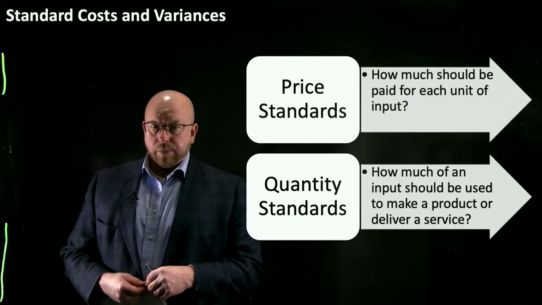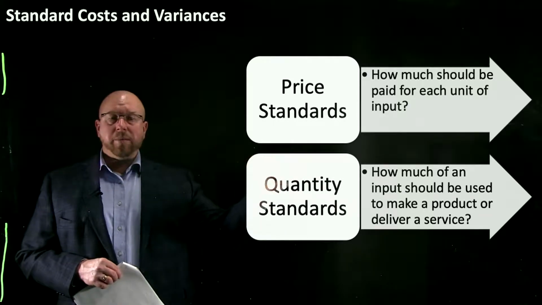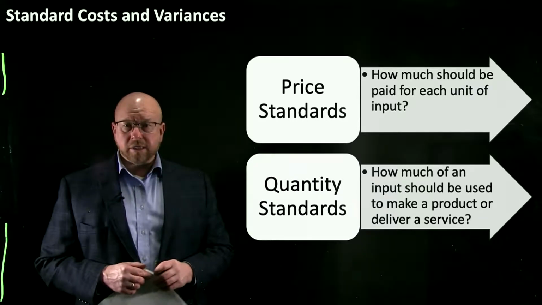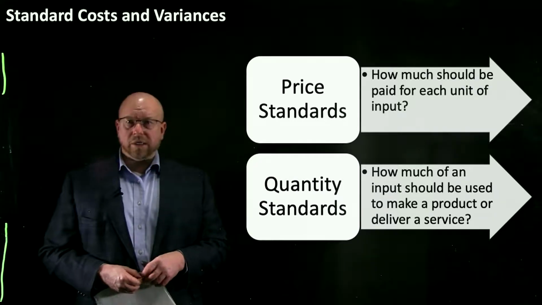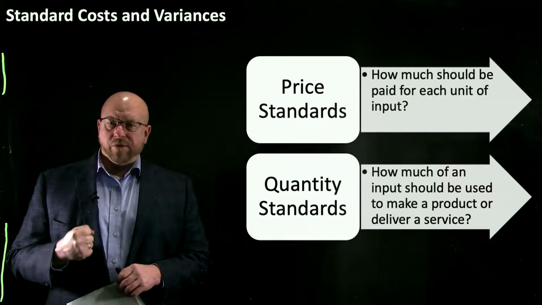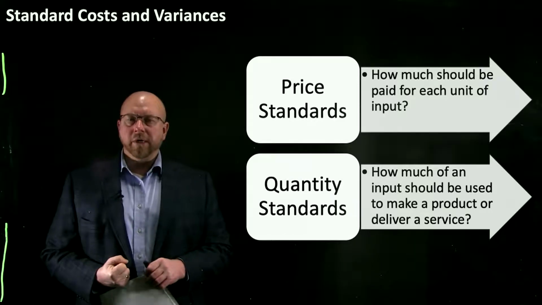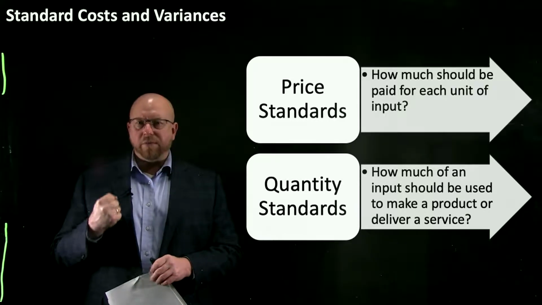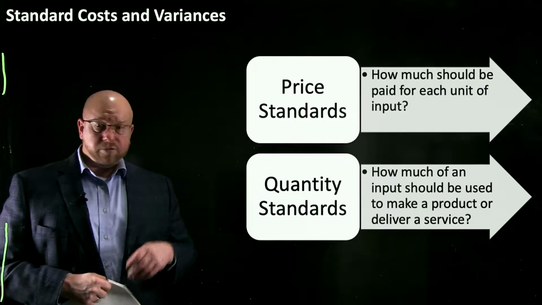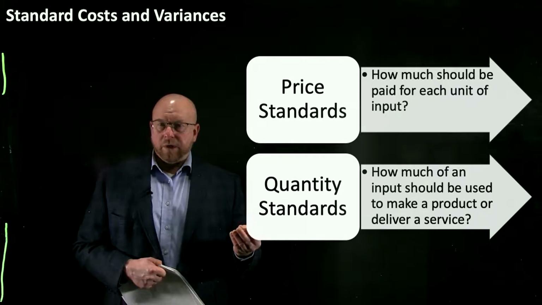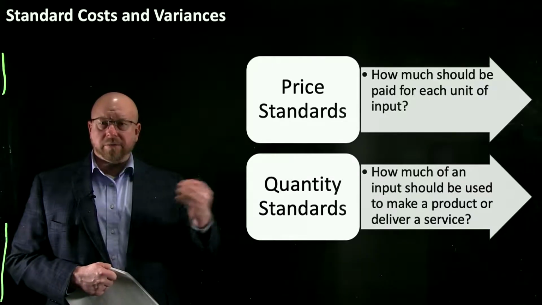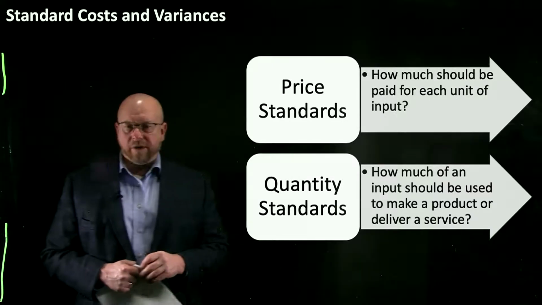quantity standards. Price standards, how much should we pay for a certain amount of input? So if we're making pizzas and cheese is supposed to cost $3 per pound, that is our price standard. If we pay $3.10 per pound, that will cause an unfavorable price variance. If we pay $2.50 per pound, that would be a favorable price variance because a lower expense leads to higher profitability, higher expense leads to lower profitability.